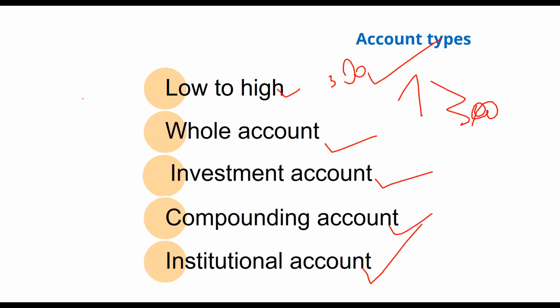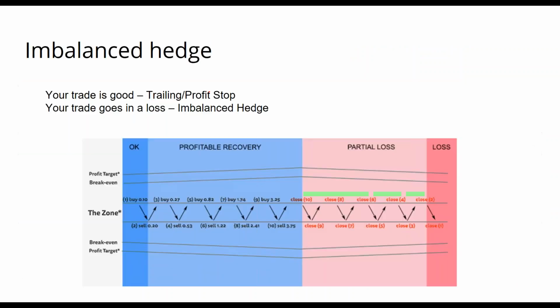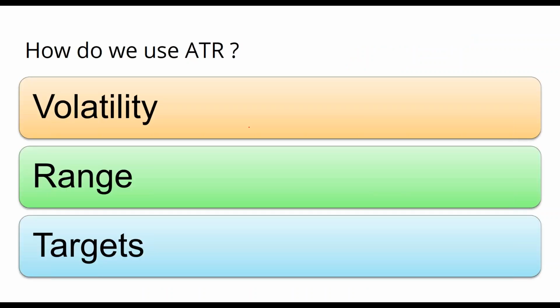Okay. Now, about the ATR, and then I will show you what the imbalance hedge is. So, how do we use ATR? This is very important, guys. Volatility, range, and targets. That is very important because a lot of traders simply neglect it and don't like to use the ATR indicator.